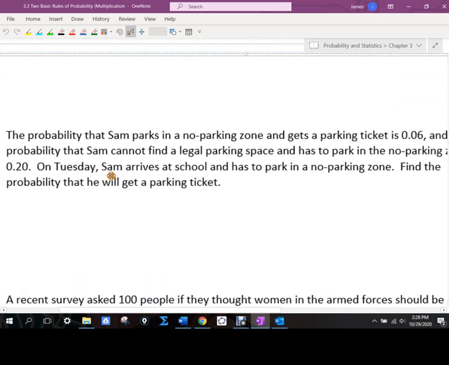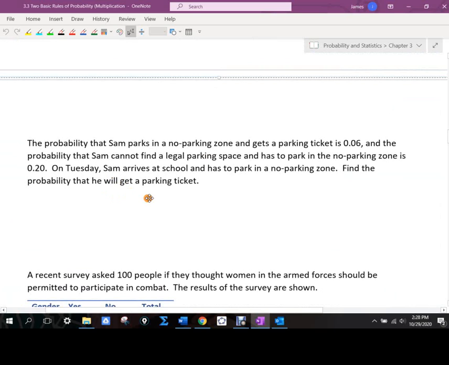So the probability that Sam parks in a no parking zone and gets a parking ticket is 6%. And the probability that Sam cannot find a legal parking space and has to park in the no parking zone is 20%. On Tuesday, Sam arrives at school and has to park in a no parking zone. Find the probability that he will get a parking ticket.